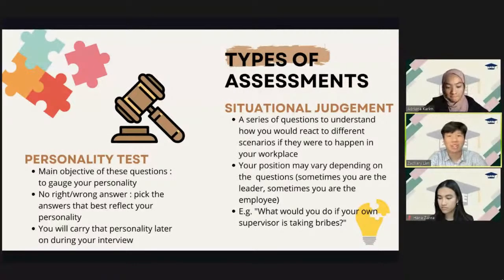So don't try to think, what will the person reviewing my test score think if I select this answer? No, don't do that, because if you do, then you're not being yourself anymore. It will skew your result to something else that you're not. So when you see a question, the first thing that pops into your mind, that is the thing you select.